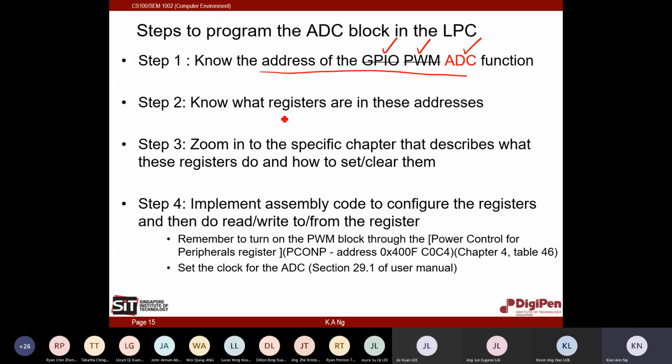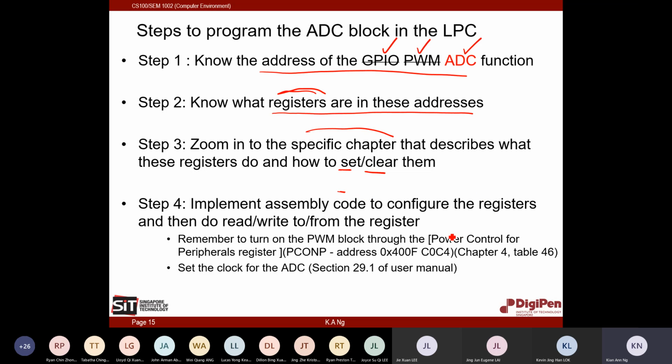Okay. So in this address, know what these registers inside are. And then you go to the specific chapter and find out what they do, right? And then you do the set clear. So I didn't need to emphasize again. You need to know how to set and clear bits for your target register without affecting the rest of the bits. Okay. And then now you write the assembly code for that.